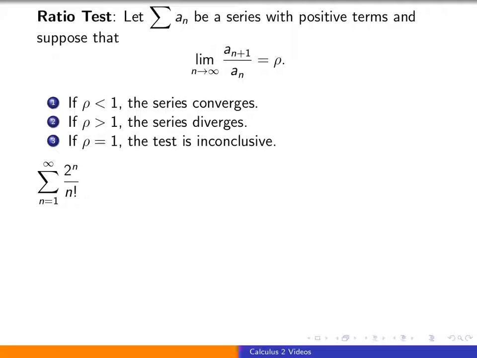The ratio test tells us the following. So once again, we need to have a series with positive terms. And for the ratio test, what we'll do is we'll take the limit as n goes to infinity of a sub n plus 1 over a sub n.